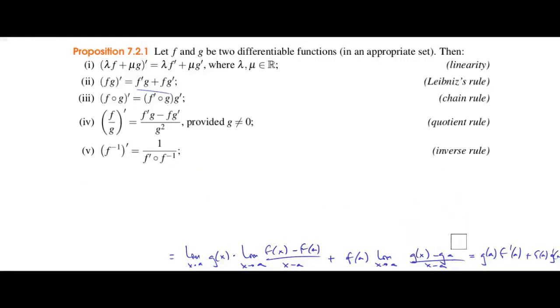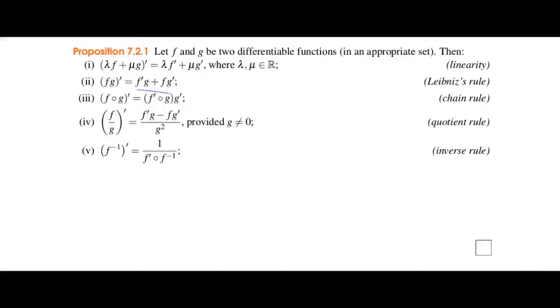So let's go for the chain rule, which is a very interesting one. The chain rule. We have the derivative of f composed with g at a, which is actually the limit when x goes to a of f of g(x) minus f of g(a), that's what the composition means, divided by x minus a, right?